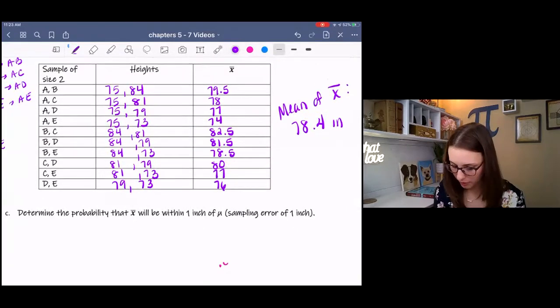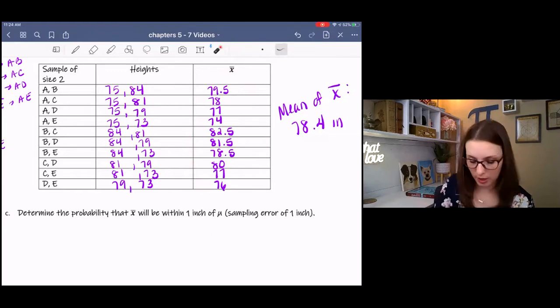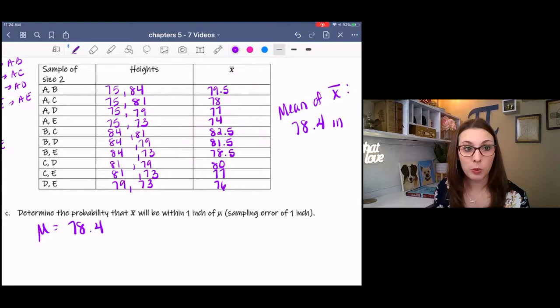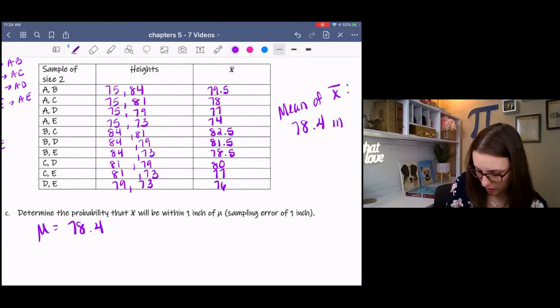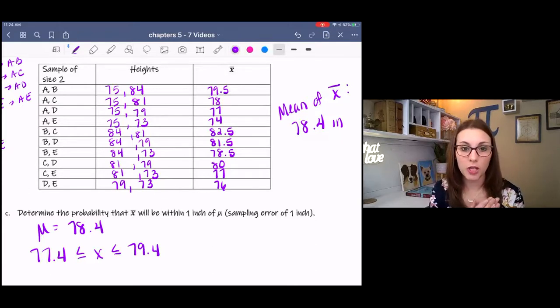Next question says, determine the probability that X bar will be within 1 inch of the population mean. What that's asking for, I put in parentheses, is a sampling error of 1 inch. So we're finding the probability that the sample means will be within 1 inch of the population mean. The population mean is 78.4. For something to be within 1 inch of the population mean, it needs to be between 77.4 and 79.4. So we're looking to see the probability that our sample means are between 77.4 and 79.4. That's 1 inch below, 1 inch above.